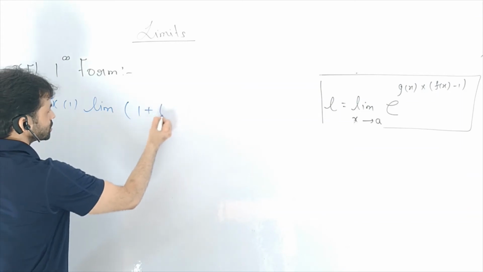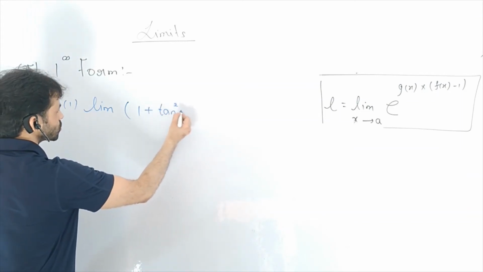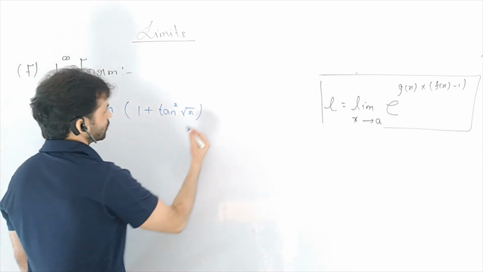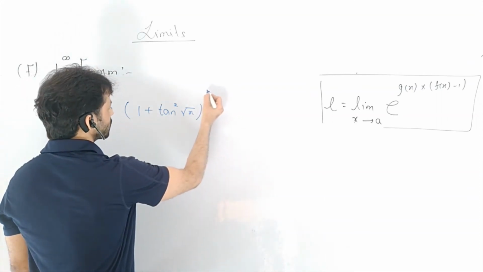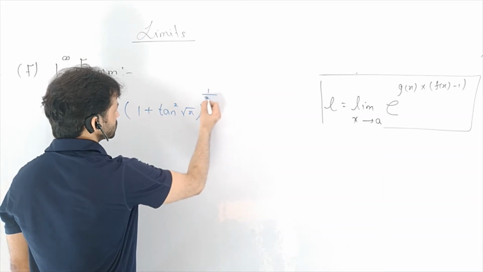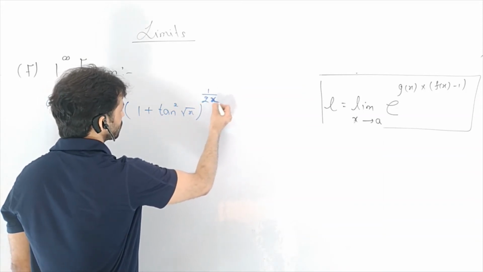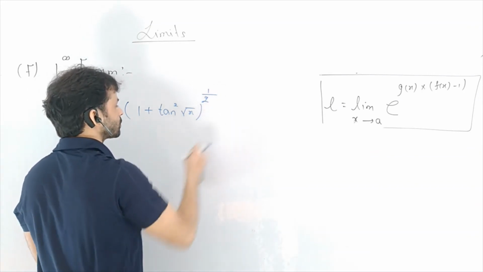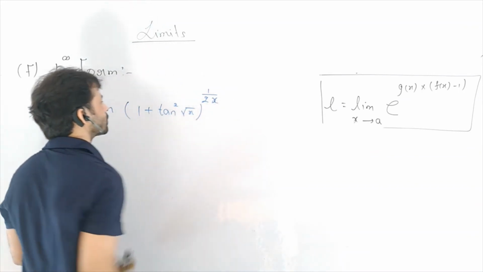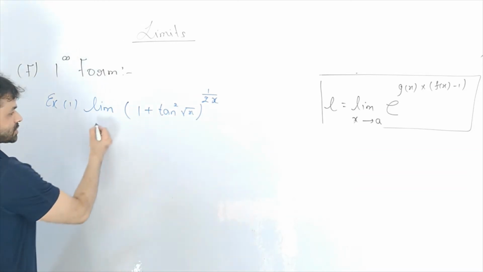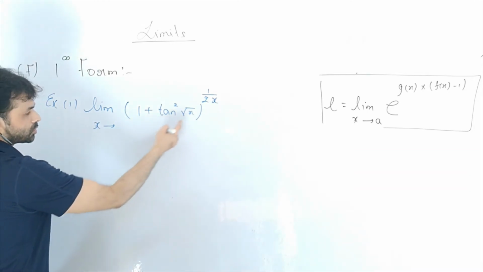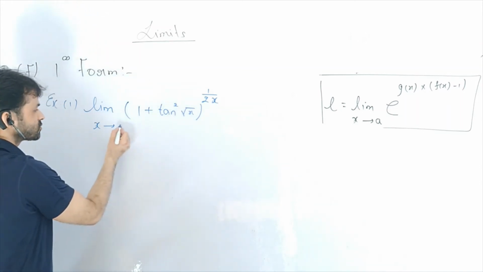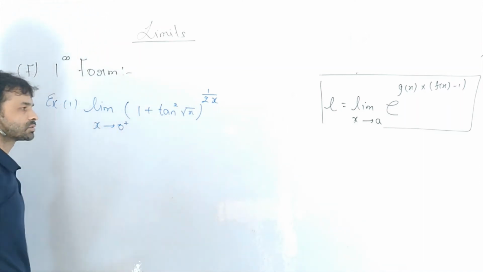(1 + tan √x) whole to the power 1 by 2x, or 3x, I don't remember, 2x let's say. And x is tending to 0 plus. Actually, you can understand the domain: x has to be positive, so x tends to 0 plus.